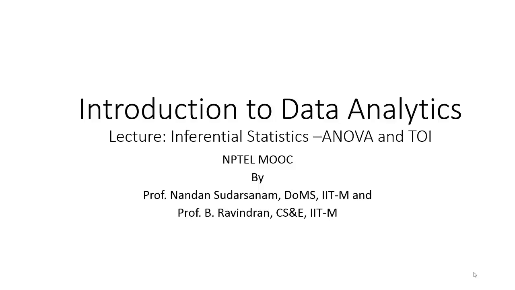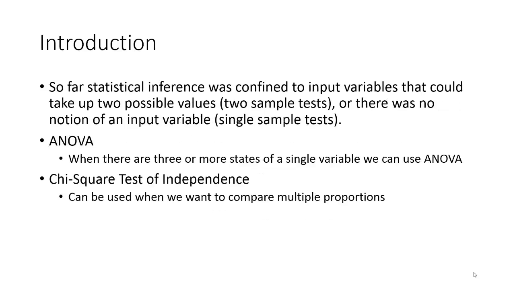So for instance, after this lecture we will be talking about regression and so on, and there is a significant component there which is associated with statistical inference. But in any case, in this lecture we're going to talk about the analysis of variance and the test of independence. So far, statistical inference was confined to input variables that could take up two possible values, the two sample cases.